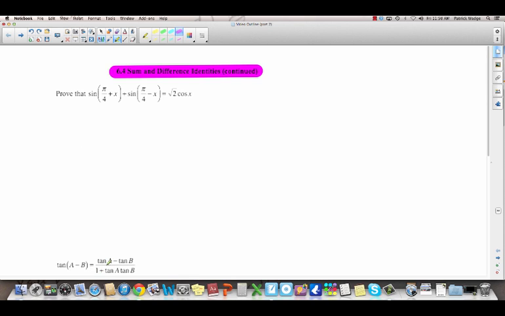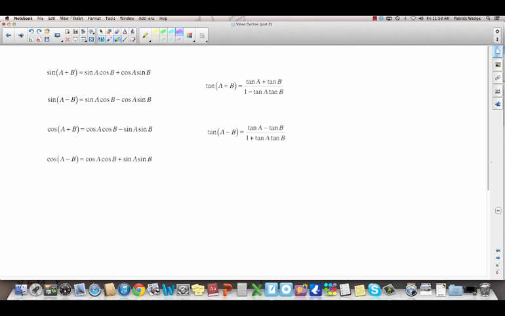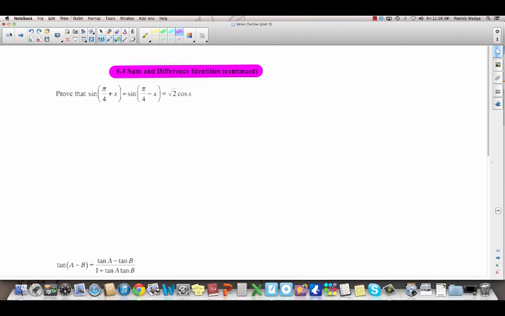So we want to prove that sine of pi over 4 plus x plus sine of pi over 4 minus x equals the square root of 2 cosine of x. And we're going to use these sum and difference identities in order to do that. Hopefully what you can spot here is that you have a sum identity right there, and a difference identity right there that you can use.